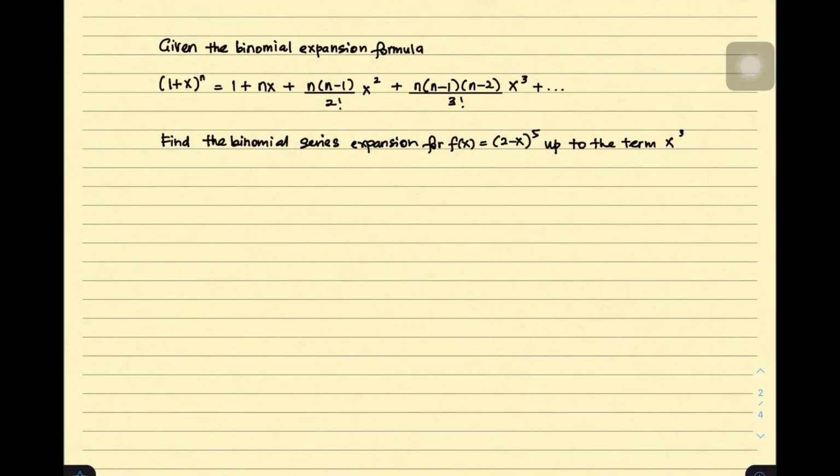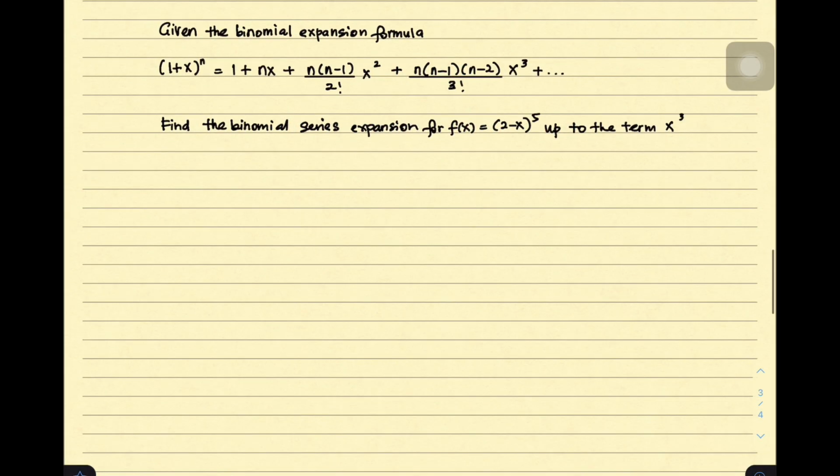Okay class, so kita tengok example. Given the binomial expansion formula, 1 plus x to the power of n equal to 1 plus nx plus n darab n minus 1 over 2 factorial x square plus n darab n minus 1 n minus 2 over 3 factorial x cube plus dot dot.